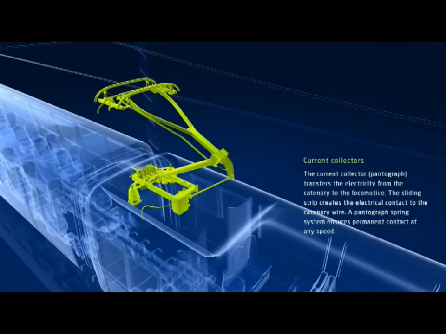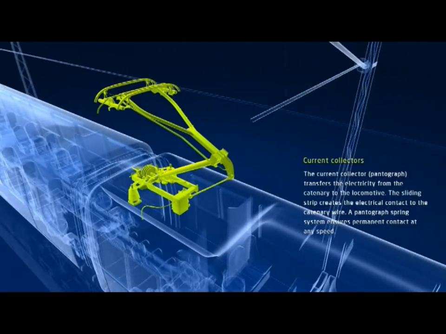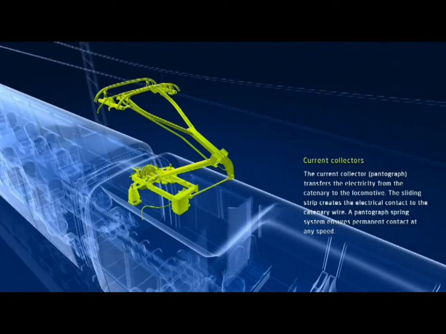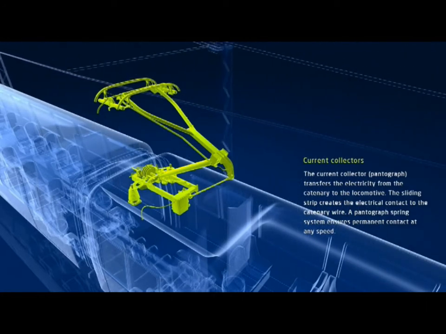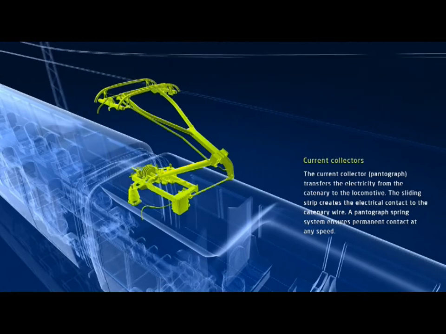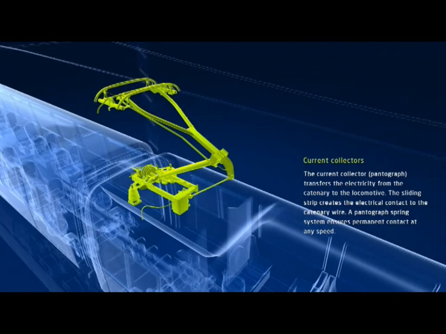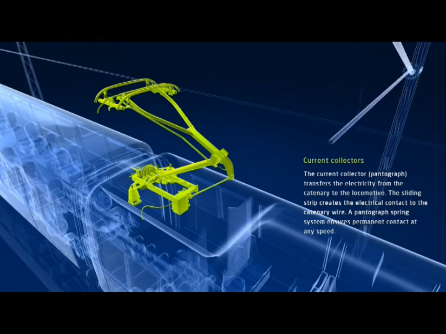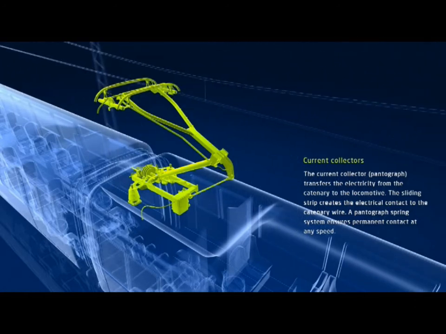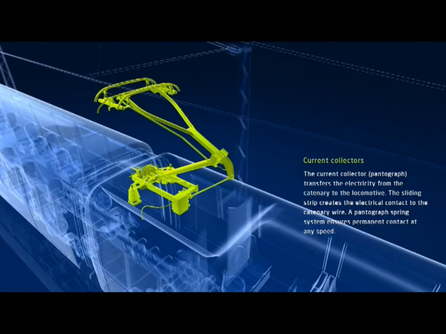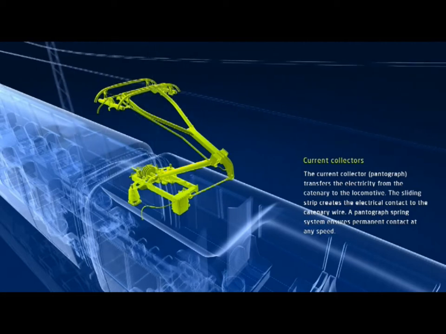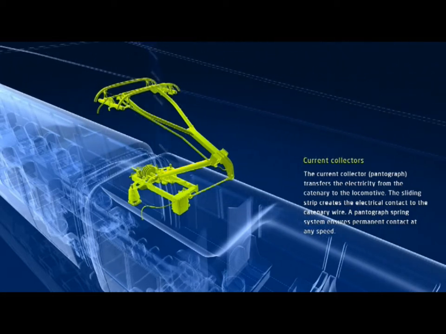Pantographs are current collectors that transfer the electricity from the catenary to the train motor. The sliding strip creates the electrical contact to the catenary wire. A pantograph spring system ensures permanent contact at any speed. Even at speeds greater than 400 km per hour, the high-speed pantograph by Schunk guarantees uninterrupted electric current transfer.